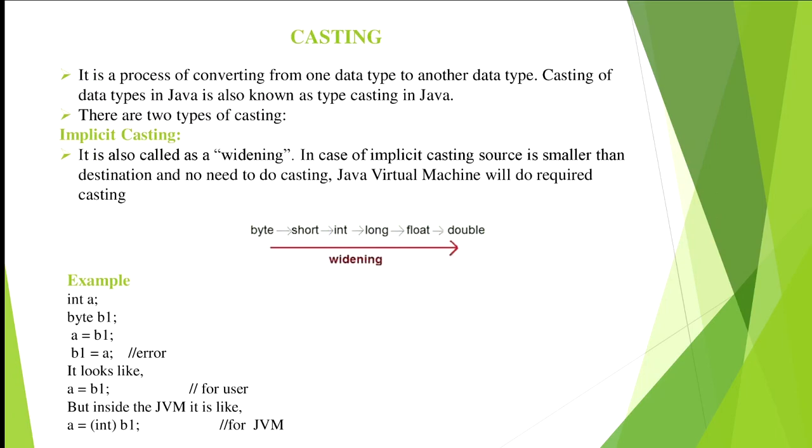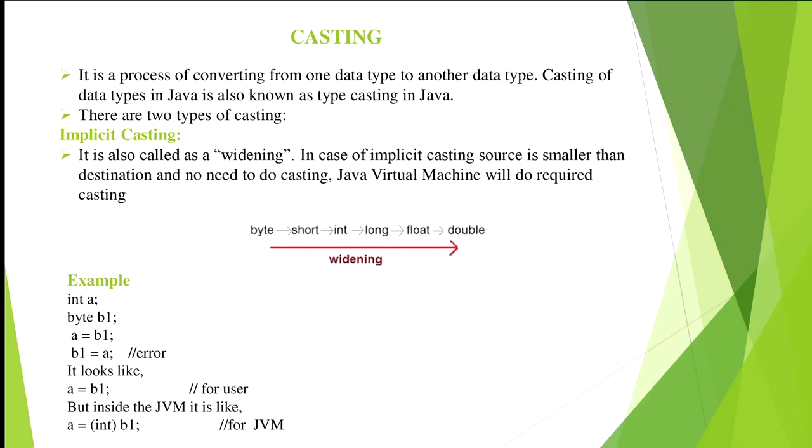Now we see about the casting. What do you mean by casting? The process of converting from one data type to another data type is called casting. The casting of data types in Java is also known as type casting. There are two types of casting: implicit casting and explicit casting.